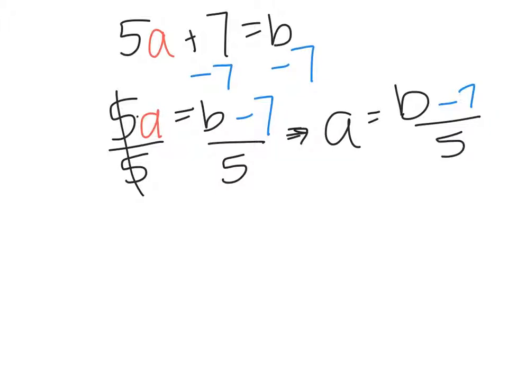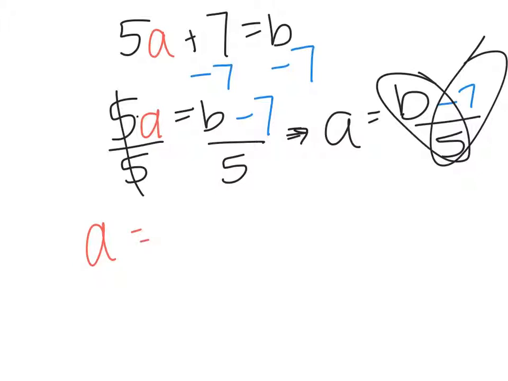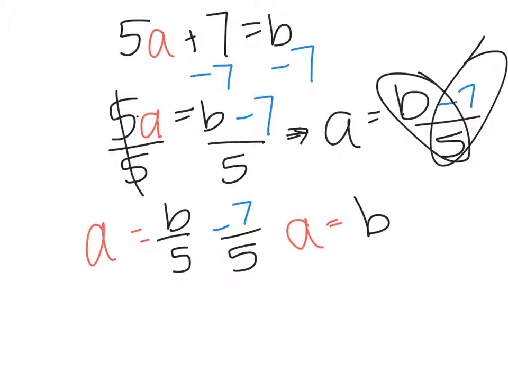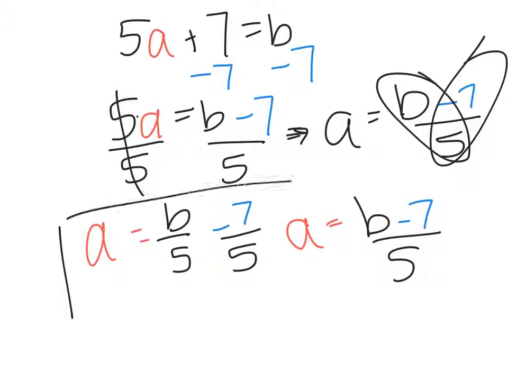And again, we can split these up to write it in 2 separate parts. So we can also write it as A is equal to B over 5 minus 7 over 5. And it's the same thing as writing A is equal to (B minus 7) over 5. It's really just up to your preference.